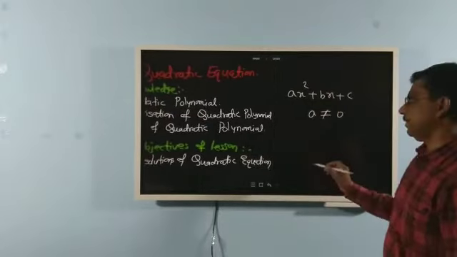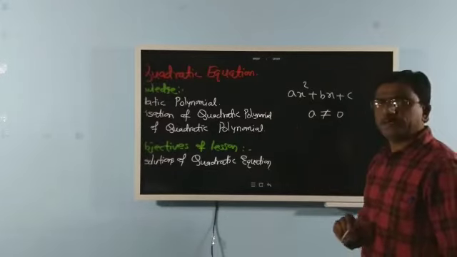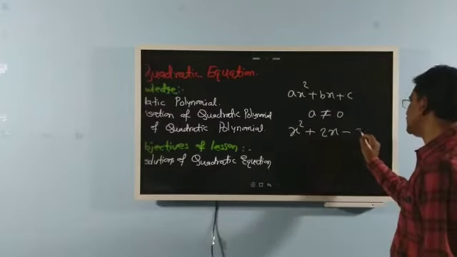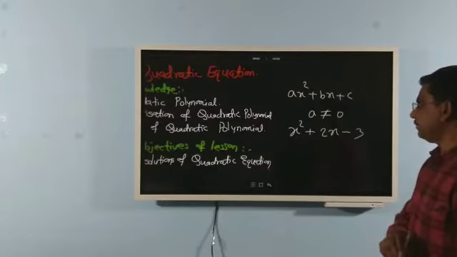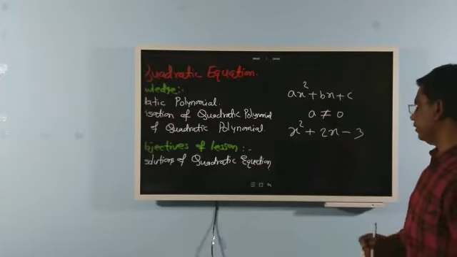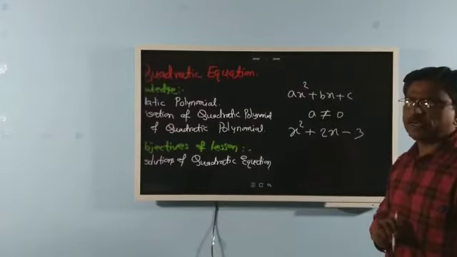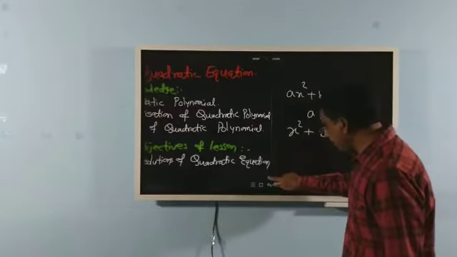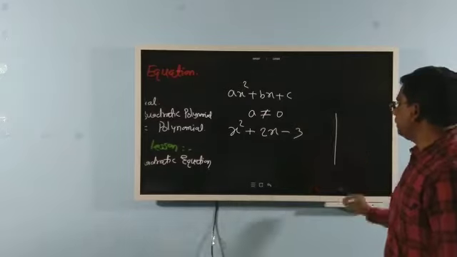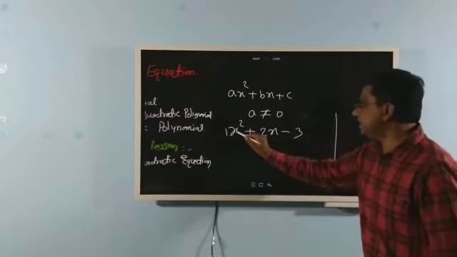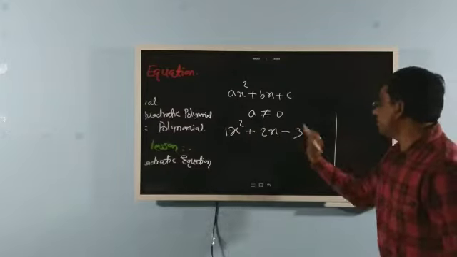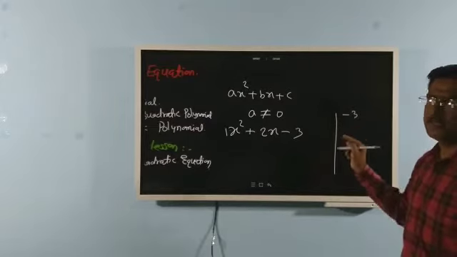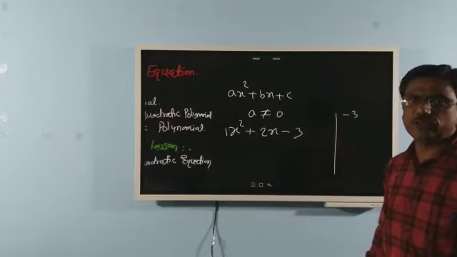Now another one is factorization of quadratic polynomial. So we have to consider how to factorize the quadratic polynomial. Let us take one polynomial, x square plus 2x minus 3. This is a quadratic polynomial and we want to factorize it. For that purpose we have to take the product term. Product term is the multiplication of a and c. Here a is 1, so the product term is minus 3. And we have to find the factors of minus 3 such that their addition is equal to the coefficient of x.